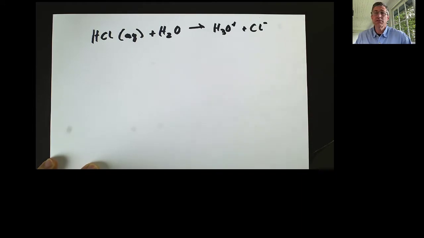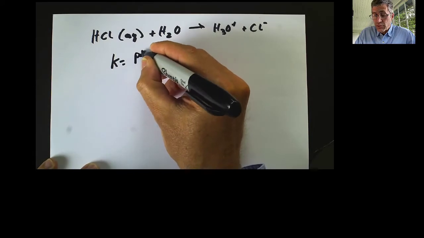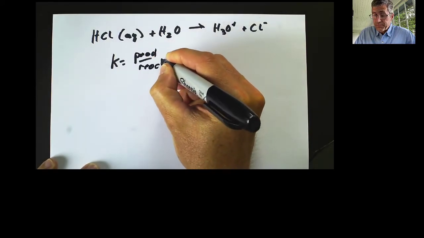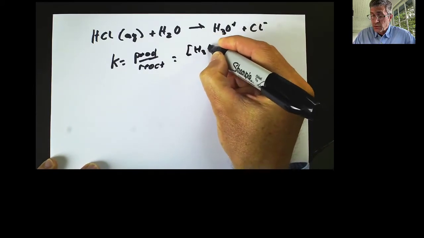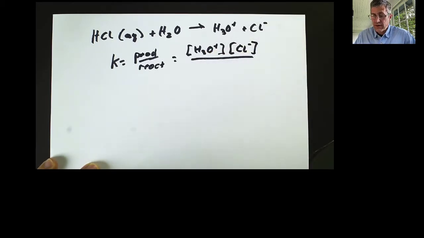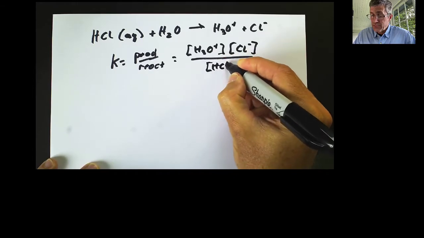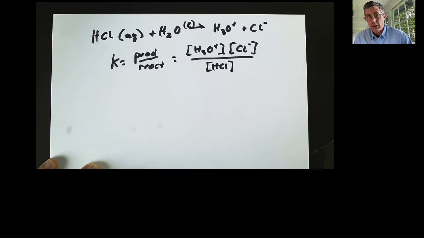I'm going to write the equilibrium constant for this, and I'm going to do it the same way that we've written all the other equilibrium constants. K is roughly products over reactants, the concentrations of each of those. So in my products, it's the concentration of H3O+ times the concentration of Cl-, and I'm going to divide this by the concentration of HCl. Because water's a liquid, remember, I'm going to leave liquids and solids off my equilibrium expressions. This is really because we have a huge amount of water floating around, so whether we use a little bit of it or not makes no difference. The concentration doesn't change.